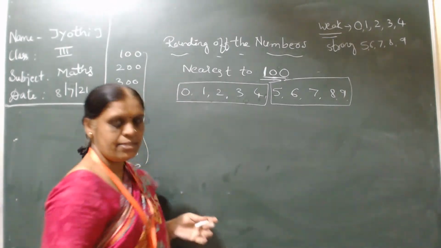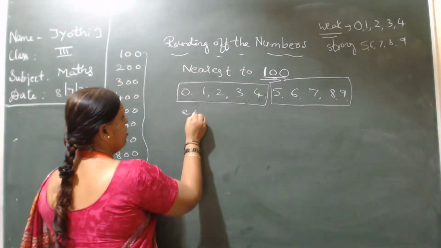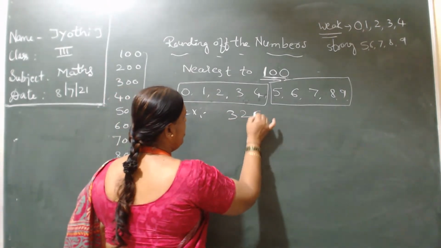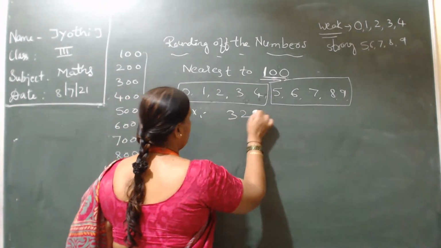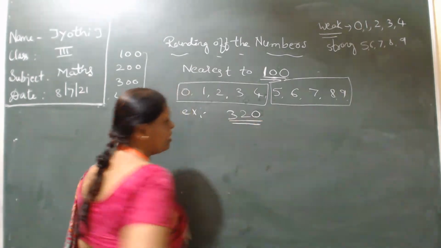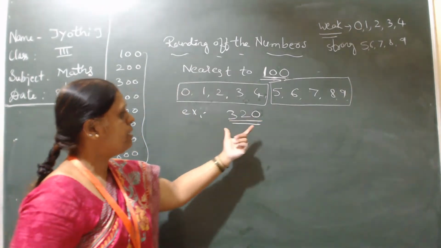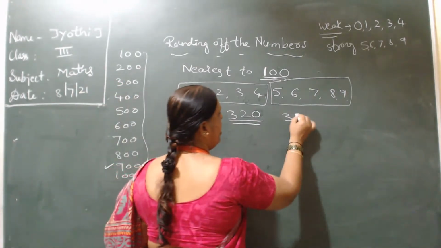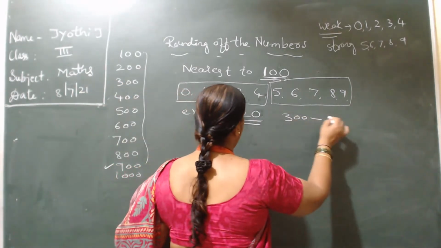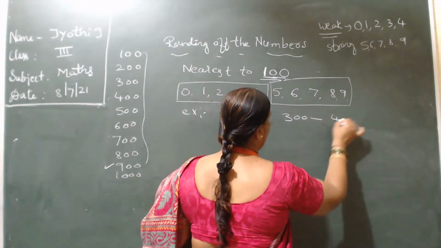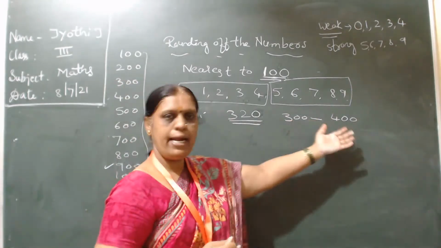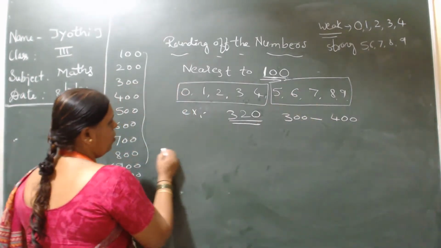Now this one I can show with the number line. The number is 320. This number comes between 300 and 400. It will be between 300 and 400. So how?